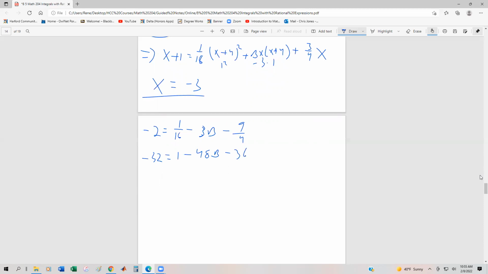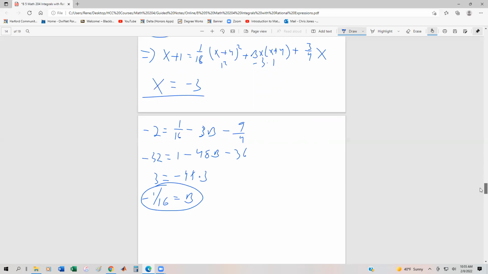I know it looks ugly, but it could be a lot worse. This becomes negative 35. Add 35 to both sides. It's going to be 3, negative 48b. And so I believe we should get negative 1/16 for b, if I didn't make any sign errors or anything like that. Probably should have checked this before I did the problem.